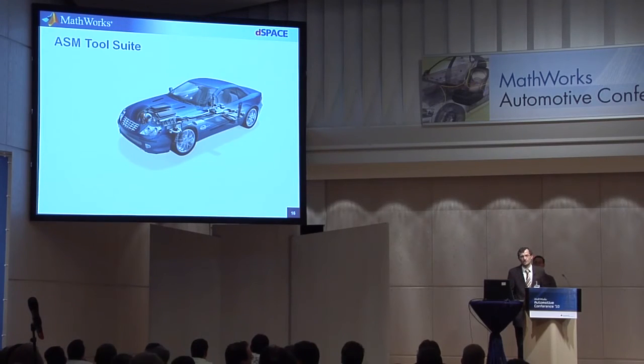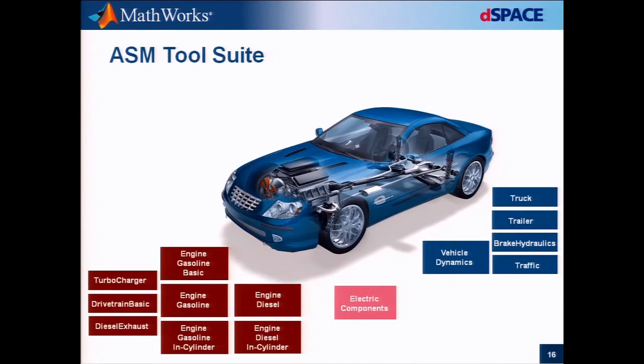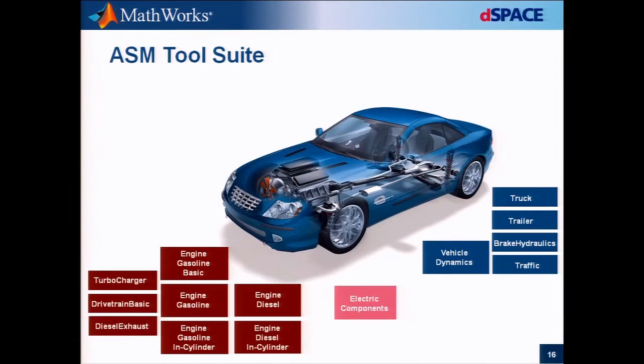Yeah, the other portion of the solution are the automotive simulation models, a ready-to-use simulation environment, which covers the whole powertrain and vehicle dynamics area. There are models available for different combustion engines in different levels of complexity, add-ons for simulating turbocharging, diesel exhaust, and so on. On the other hand, we have a vehicle dynamics model with add-on for truck and trailer simulation, for brake hydraulics simulation, and for surrounding traffic. And in the middle, between these two portions, we have the electric components, which cover electrical network components and detailed electric machine models.